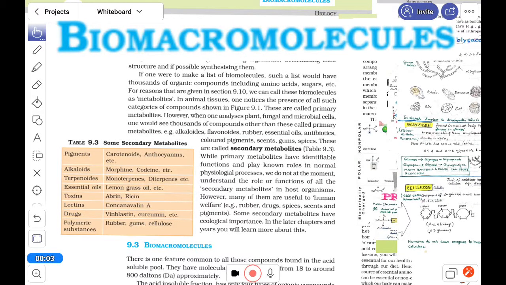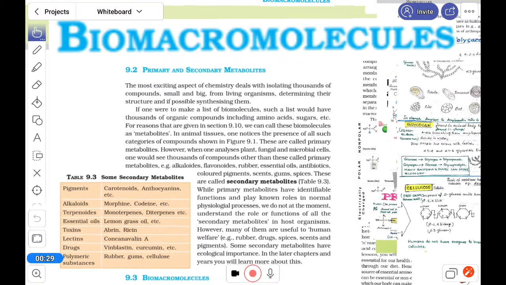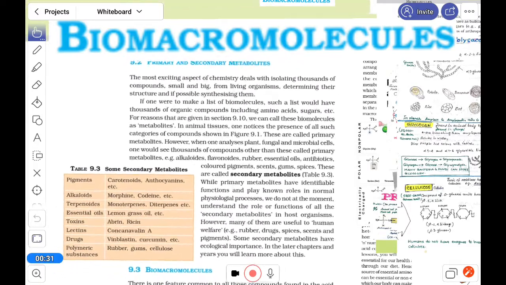Welcome to bio class. Today we'll discuss biomacromolecules. Before starting the biomacromolecules, here is a short part, that is primary and secondary metabolites. Okay, so this part, primary and secondary metabolites. Now, what is this?